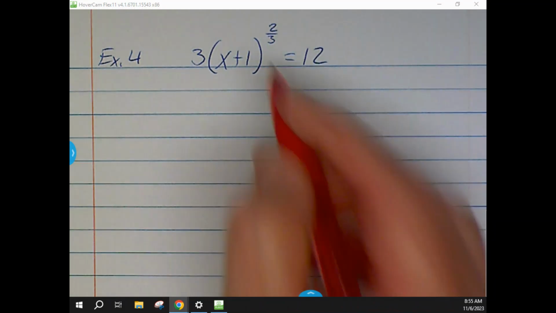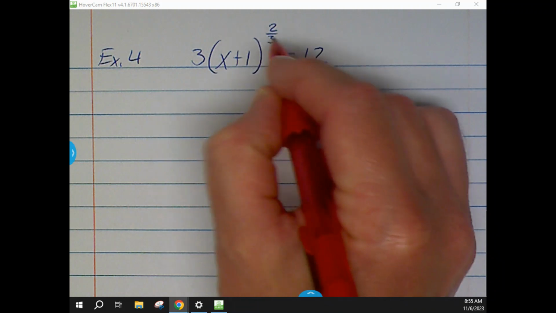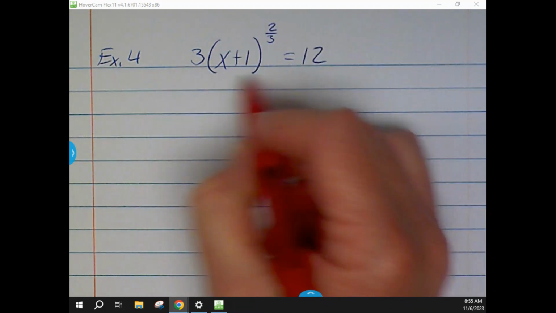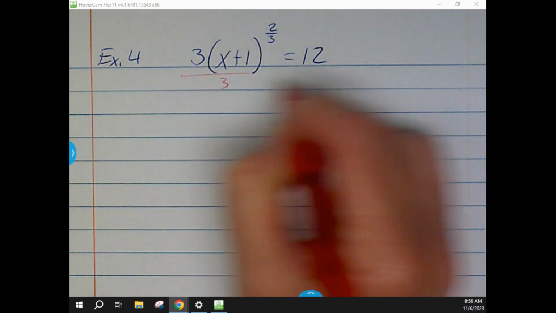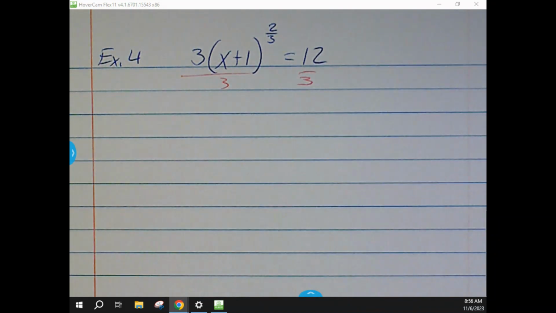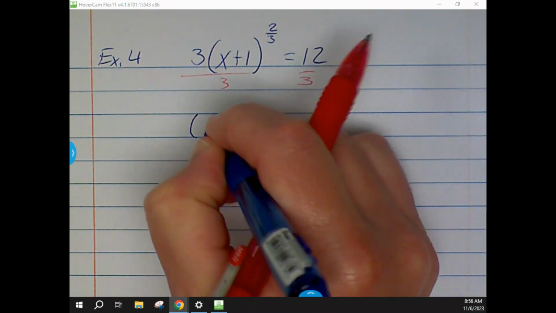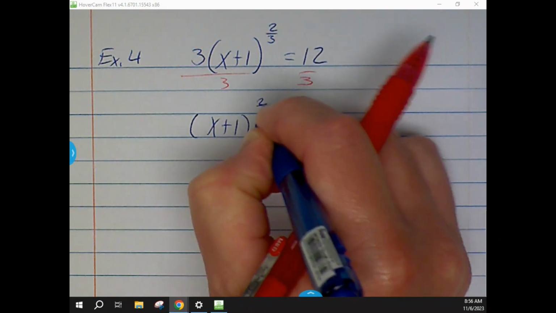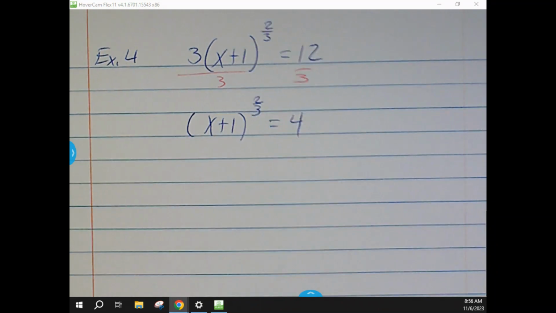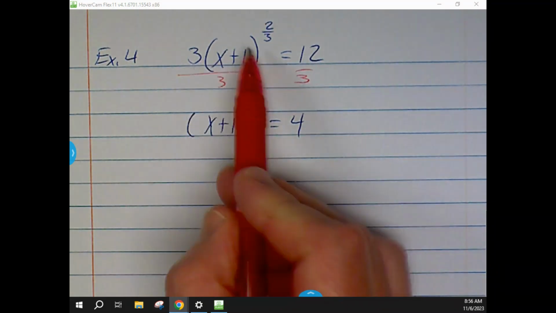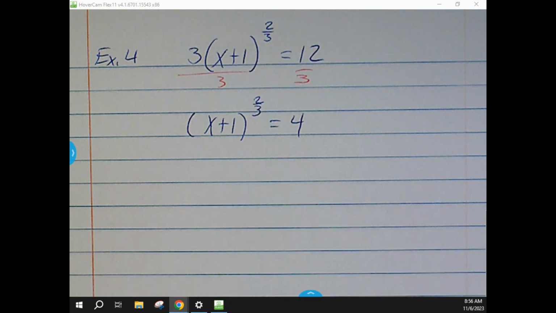So basically, here is your radical. So we need to get this by itself, which means we need to get rid of this 3. So the very first thing we would do is divide both sides by 3. Okay, because again, you're still trying to get x by itself. In this case, the x just happens to be in a radical part of it.